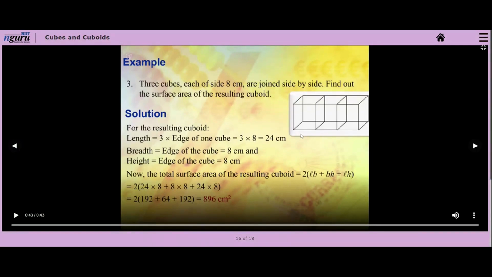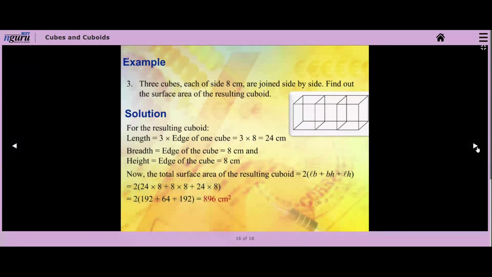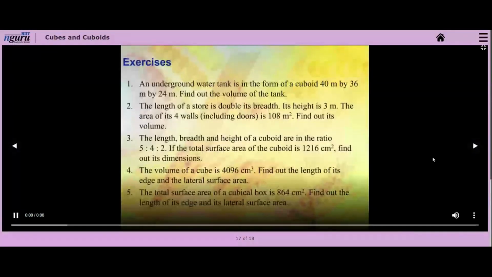So it is joined. So length will become more, breadth and height will remain the same. Cube will become cuboid. Now try these questions and check their answers on the next page. Take this as homework.